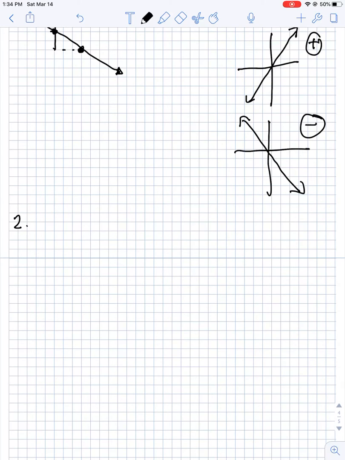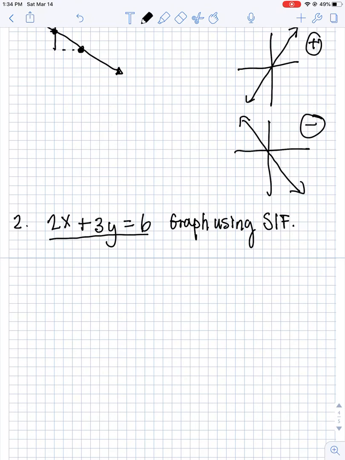So you guessed it, number 2. Let me give you the equation that we talked about. Let's do 2x plus 3y equals 6. I want you to graph it, again, using SIF. What's SIF? Slope-intercept form. But hopefully you realize that this is clearly not in the form of y equals mx plus b. In order to be in slope-intercept form, y has to be isolated, and y up here is not isolated.